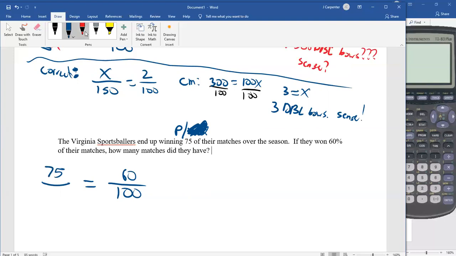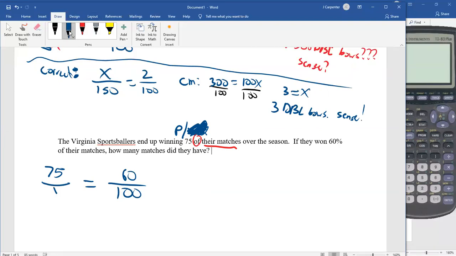Another way you can tell that it's the part is because anything that comes after of is the whole. So here's the word of, so the next thing would be the whole, and that's their matches. 75 is not the number of matches, that was the number of winning matches, a smaller portion of the matches. That's why we call it a part versus a whole.